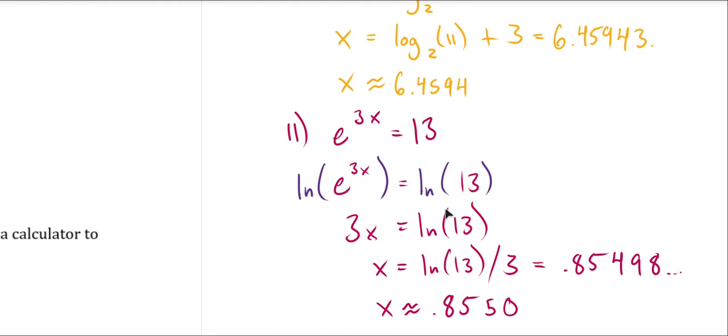11 is even easier because our exponential is already isolated. Taking the ln of both sides, we wind up with 3x is equal to ln of 13. Now we can divide away our 3, and that's our answer. Our precise or exact answer is ln of 13 divided by 3. Make sure that you're closing your parentheses here and dividing by 3 afterwards. And that means x is approximately equal to 0.8550.